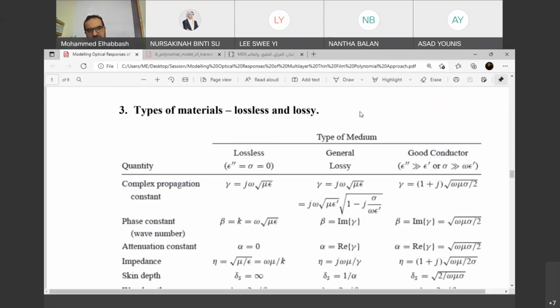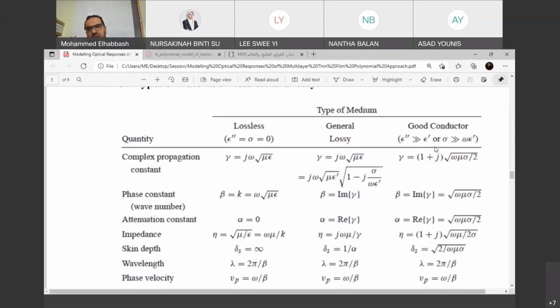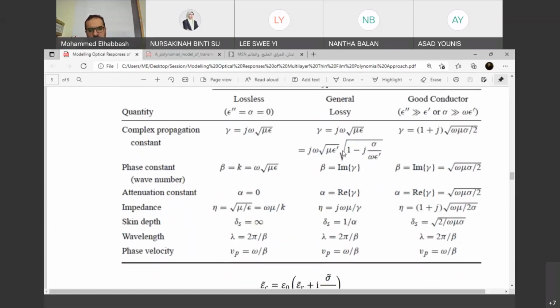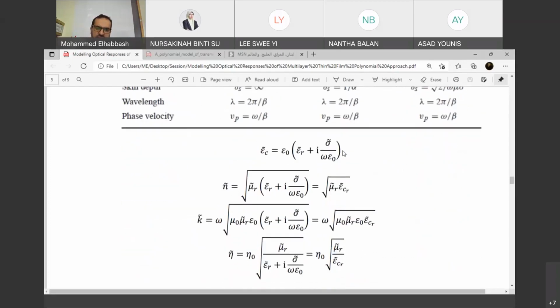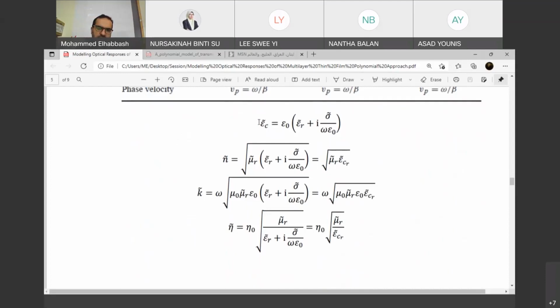Also, we have here this table, copied from a book whose author is Balanis. I can share the book with you if you want. For good conductor, we have more complex equations, or maybe not complex, but some conditions will change, because a good conductor is a special case of lossy material; the conductor is a lossy material also. Here, in general, this is the equation which I reached when I worked on my second paper.